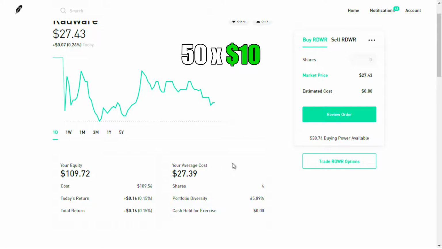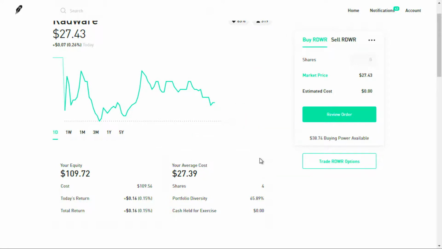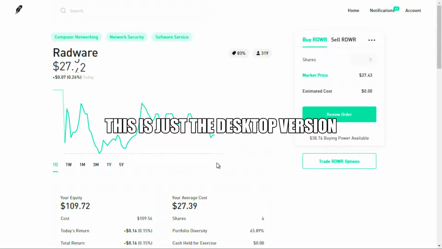If you bought 50 shares at $10 and you bought 50 shares at $5, then that would mean your average cost is $7.50. Portfolio diversity is basically just how much space the stock takes up of your portfolio. So picture it like a pizza, and that would mean the stock takes up 65% of the pizza. Oh, and by the way, this is the same thing as the mobile app. You can still get all this information on the mobile app, so this still applies to that.